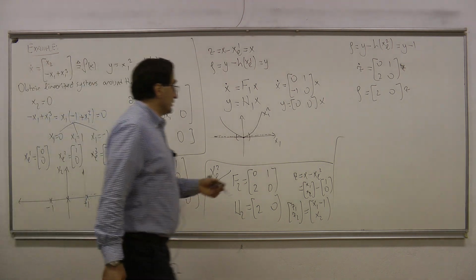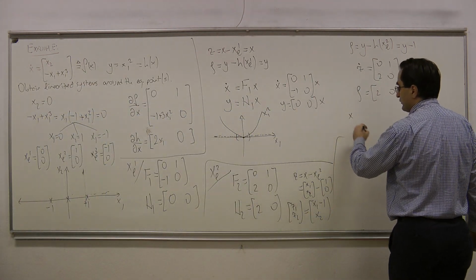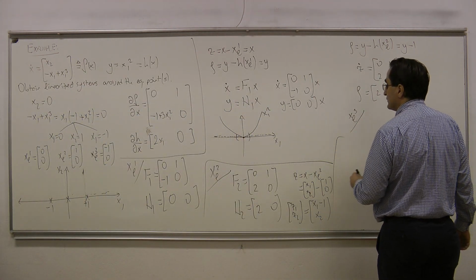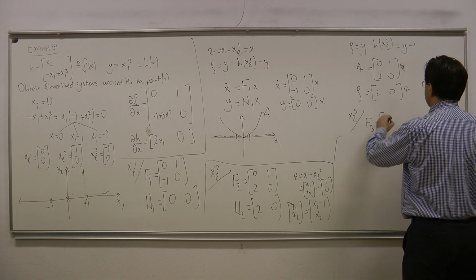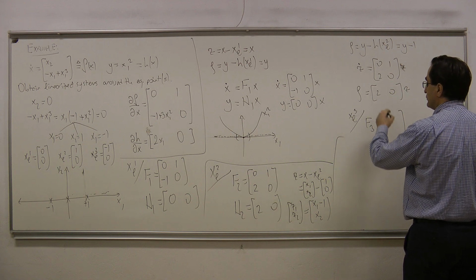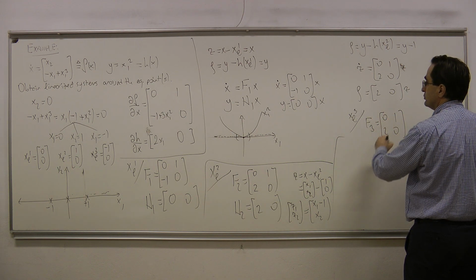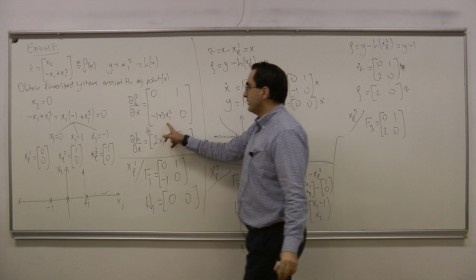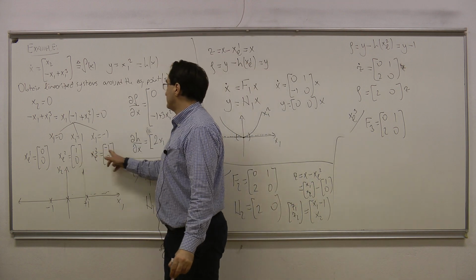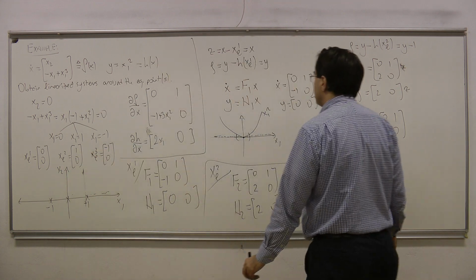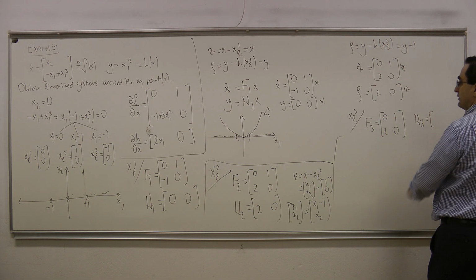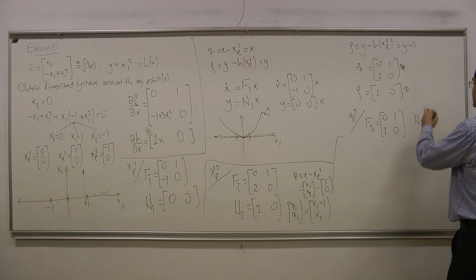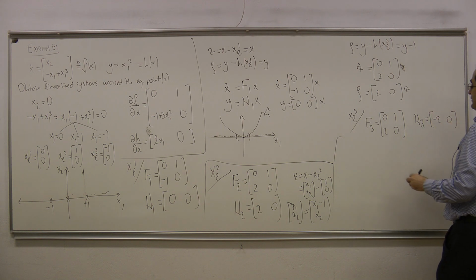Let us quickly do the same thing for the third state variable and complete this example. So I can calculate F3, which is going to be the same as F2: 0, 1, 2, 0, because I have x1 square here. It doesn't matter if x1 is 1 or minus 1 to us. And then H3, I would have minus 2, 0 in this case.